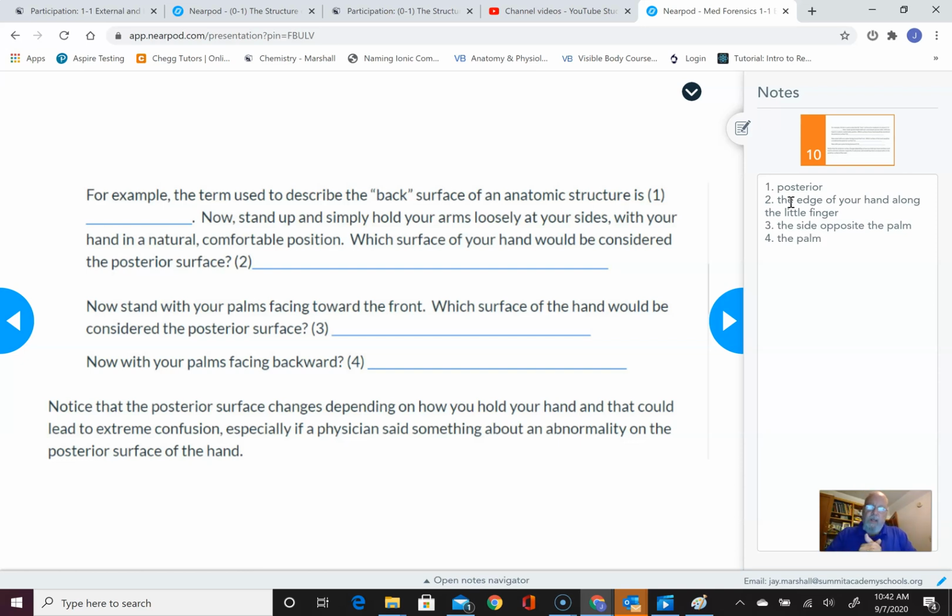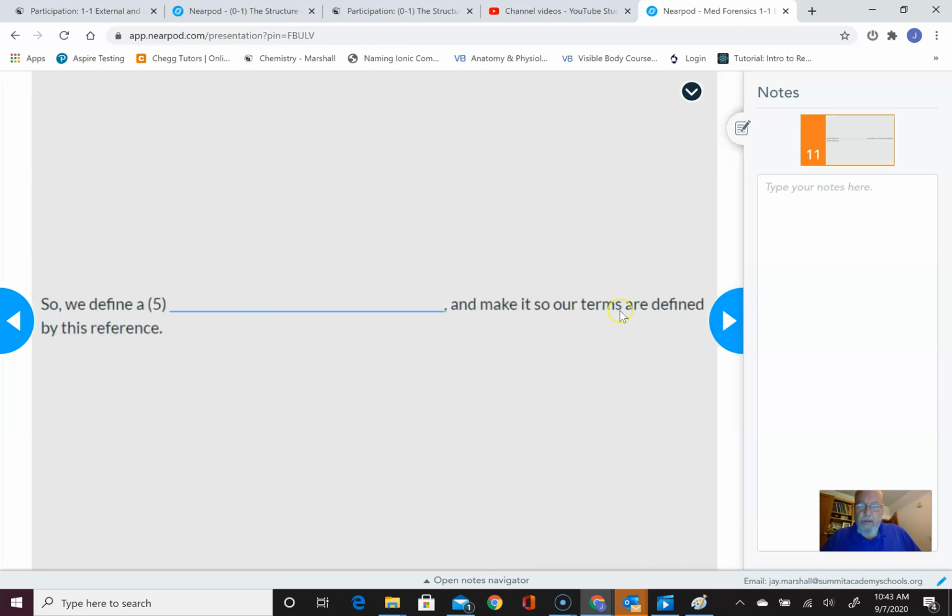Okay, so you can see that depending on which way I hold my hand, the posterior surface becomes something completely different. And this is going to cause some confusion. So what we need is a reference. Okay, so we define a standard anatomical position. And that's going to be that thing that goes in blank 5 here. We define a standard anatomical position. So our terms are defined by this reference.